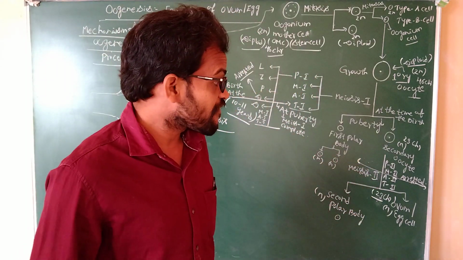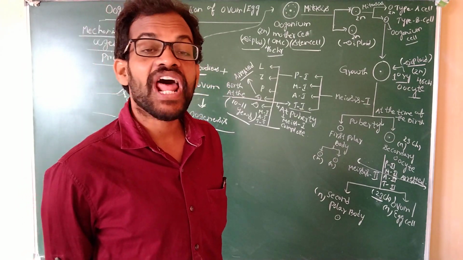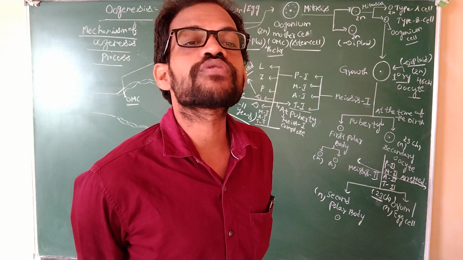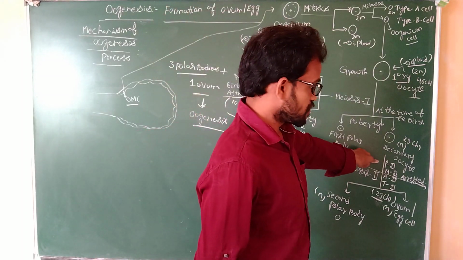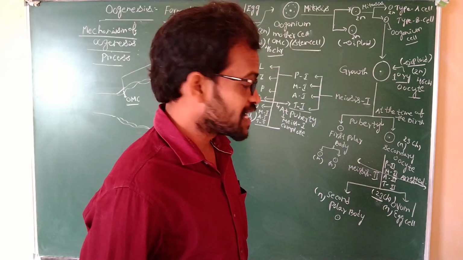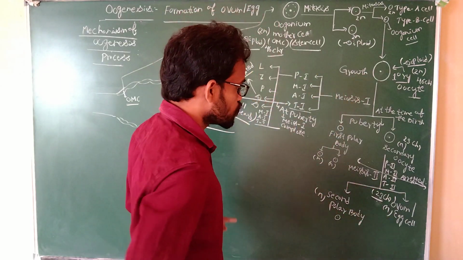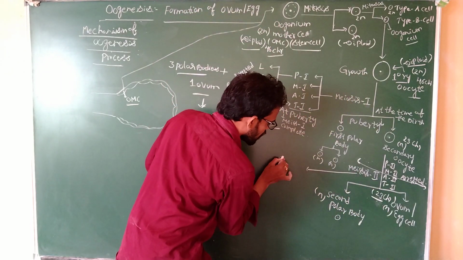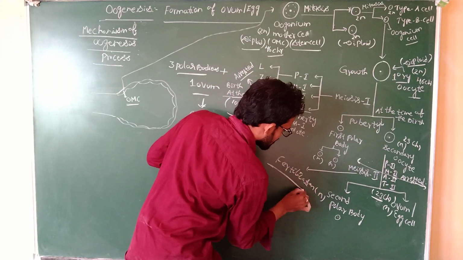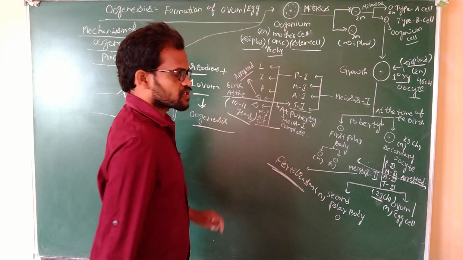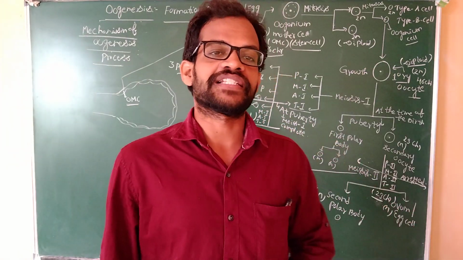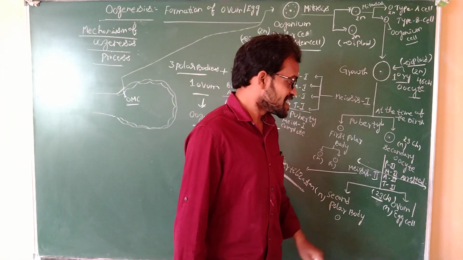Coming to anaphase 2 and telophase 2, these two phases of meiosis 2 are already started. The remaining anaphase 2 and telophase 2 take place in fertilization. During fertilization, meiosis 2 takes place: anaphase 2 and telophase 2.